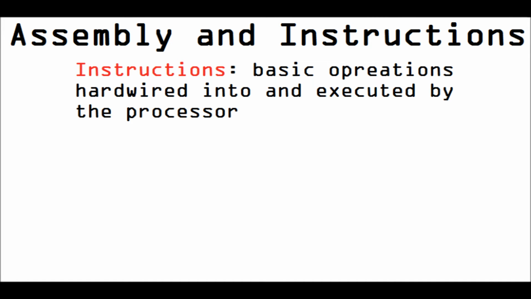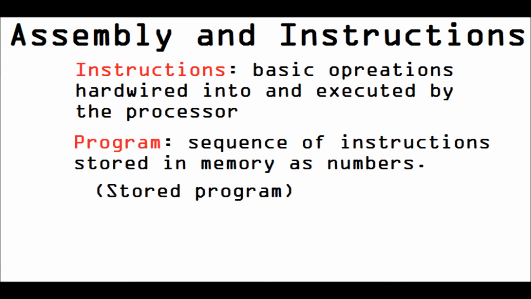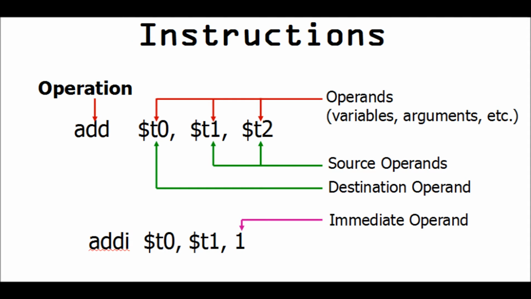Alright, starting off with instructions. Basic operations hardwired and executed by the processor. A program is a sequence of instructions stored in memory as numbers. So an instruction comprises several different parts.